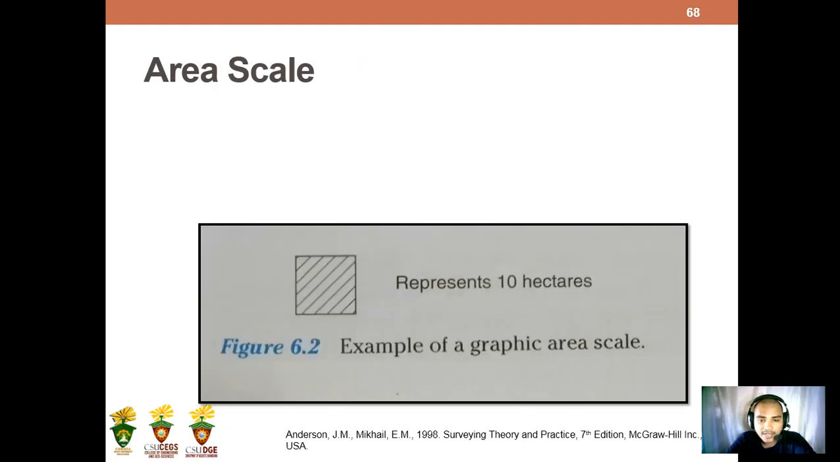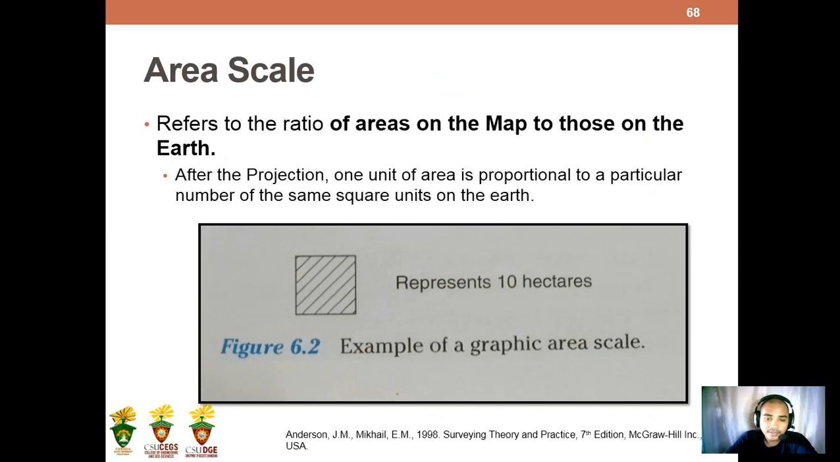We have also area scale. For example, this one, that one box is represented as 10 hectares in area. And the formal definition of area scale is it refers to the ratio of areas on the map to those on the earth. Di ba, when you say scale, map compared to the actual distance on the earth. After the projection, one unit of the area is proportional to the particular number of the same square units on the earth. Like for example, isa ka rectangle, so this area on the map, rectangle, represents 10 hectares on the ground.